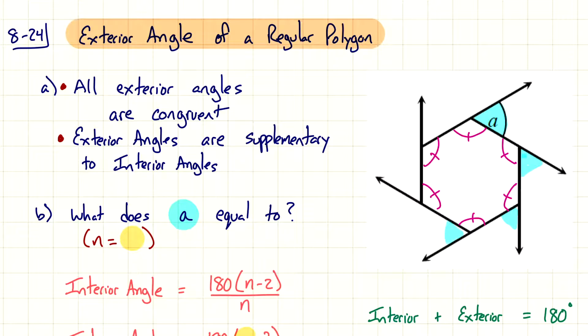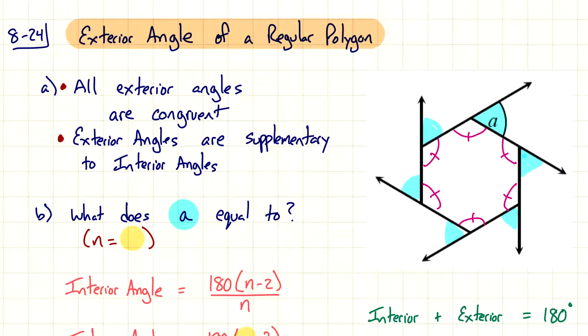So if I know one of these angles, then that must mean that I know the others. All right, so we want to know what A equals. Well, if we could figure out what the inside angle equals, then it should be easy for us to figure out what the outside angle equals. So that's what we're going to do now.